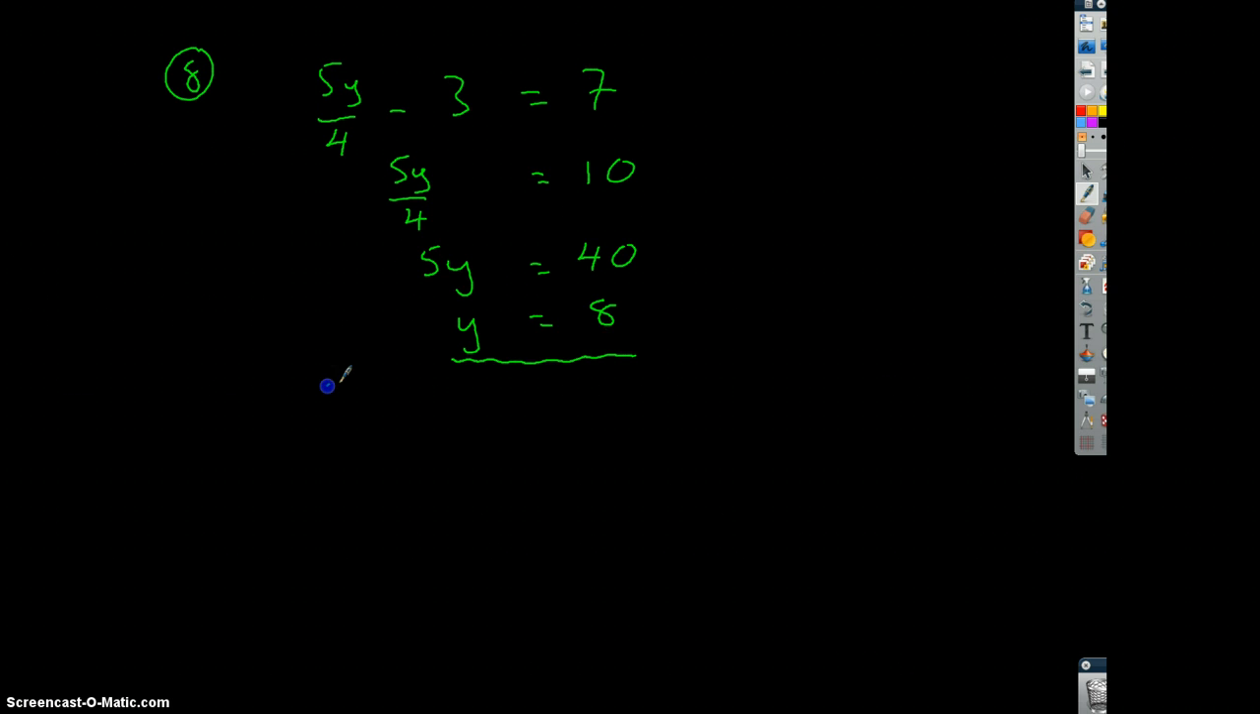Let's just check that out. 5 times 8 over 4 minus 3. Okay, 8 divided by 4 is 2, so that's 10. 10 minus 3, does that equal 7? Yes, it does.